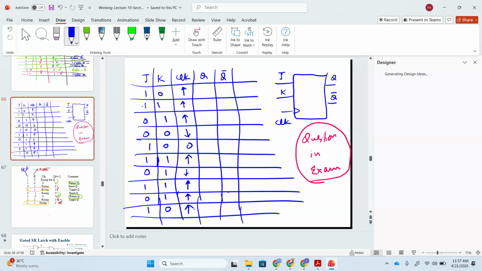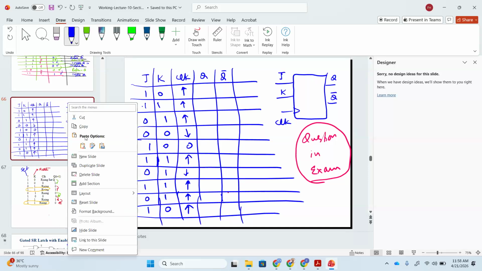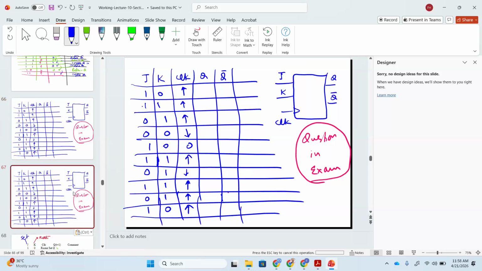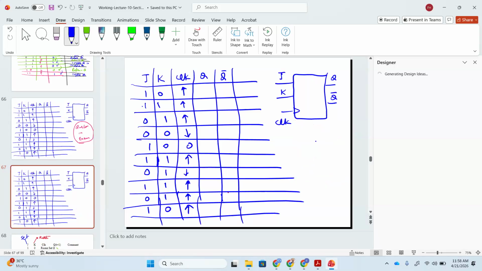Please fill this table. This may be the question in the exam, and now this is the solution. I will provide the solution here.